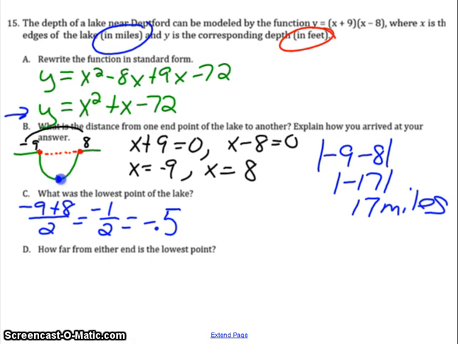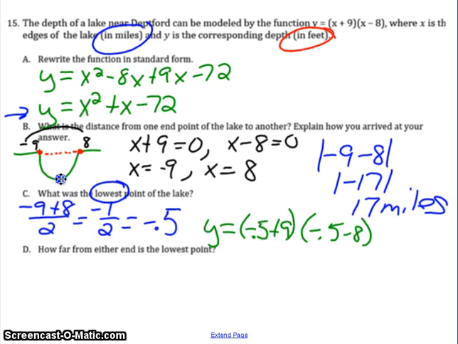But we're looking for the lowest point, all right? So lowest is an up and down measurement. We're really looking for the y-coordinate. So let's plug that negative 0.5 into the original equation. So I've got y equals negative 0.5 plus 9 times negative 0.5 minus 8. All right, again, let's use the calculator. I'm not trying to kill myself here.